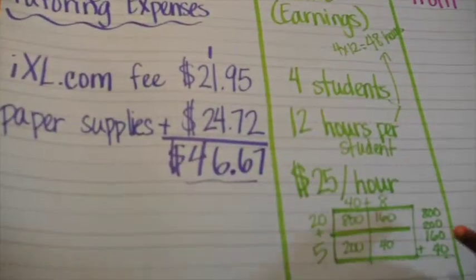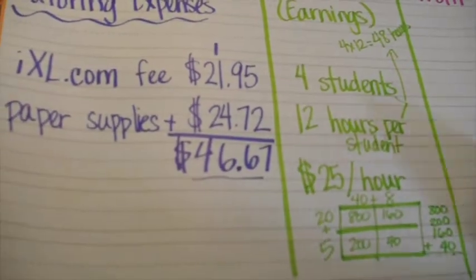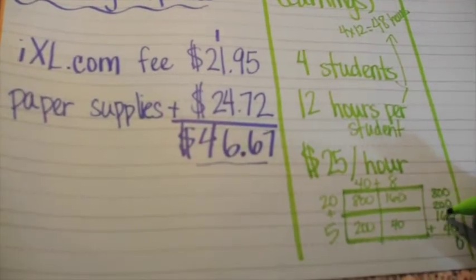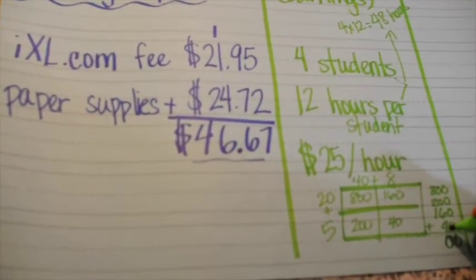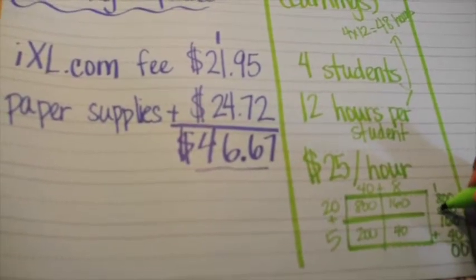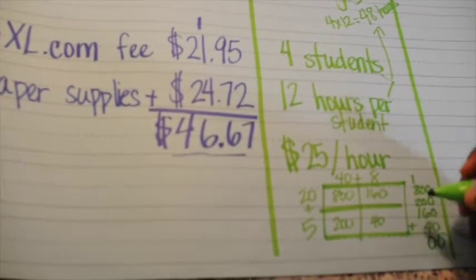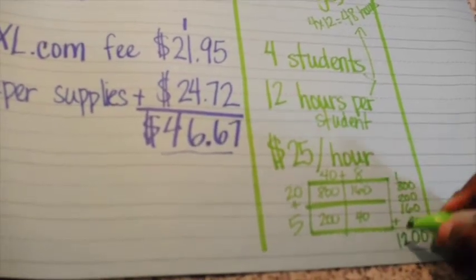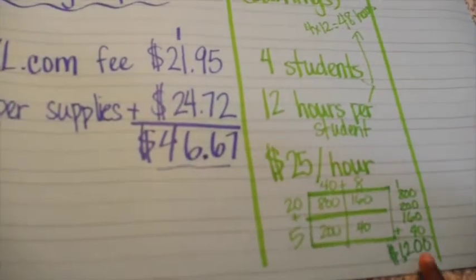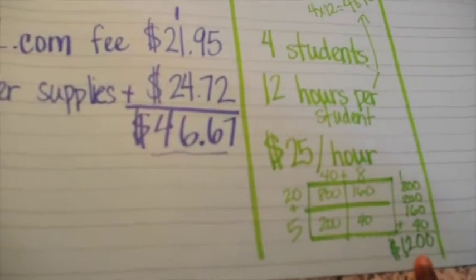So when I'm adding up my partial product, 0 plus 0 plus 0 plus 0 is 0. 0 plus 0 plus 6 plus 4 is 10. Carry my 1. 1 plus 8 is 9. 9 plus 2 is 11. 11 plus 1 would be 12. So now I'm noticing that I will make a profit of $1,200.